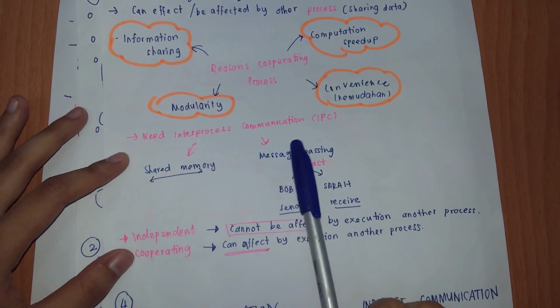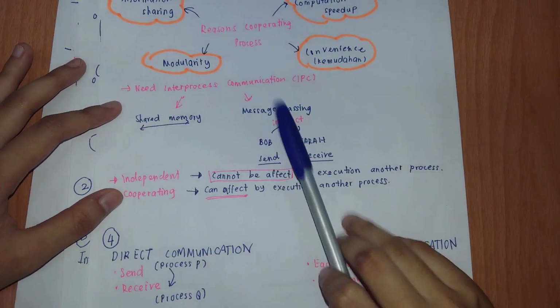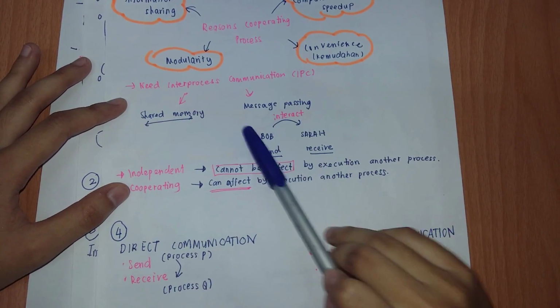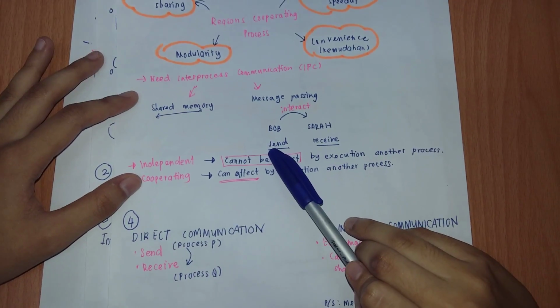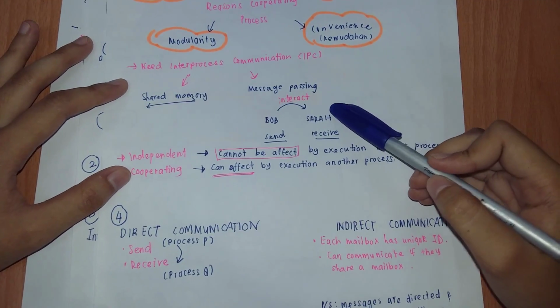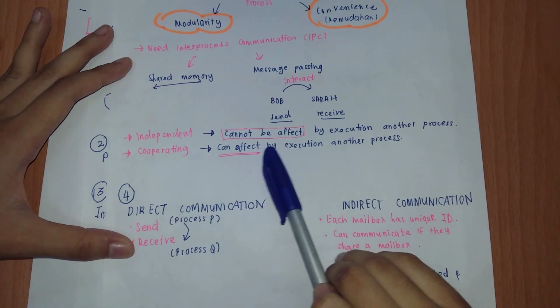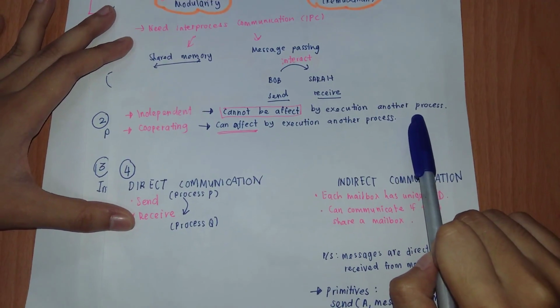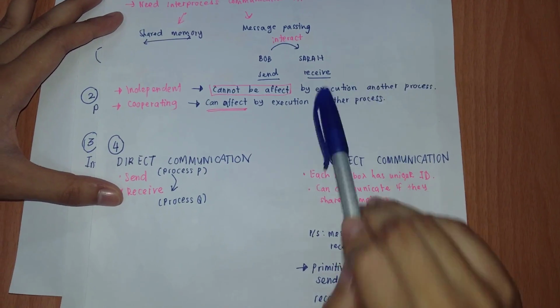In interprocess communication, which is IPC, we have shared memory and message passing. Message passing is when two people interact with each other. One will send and the other will receive. An independent process cannot be affected by the execution of another process, while a cooperating process can be affected by the execution of another process.